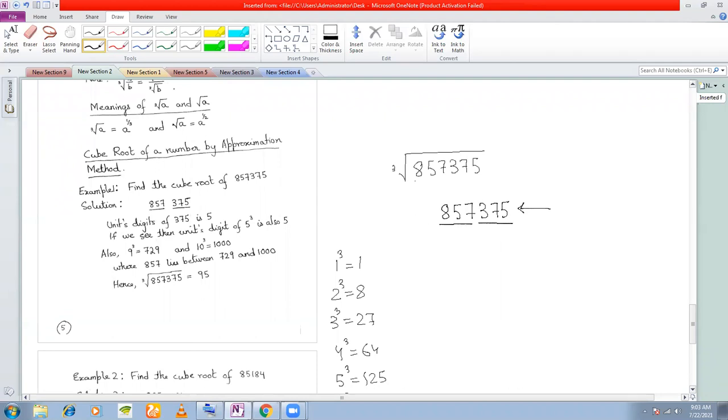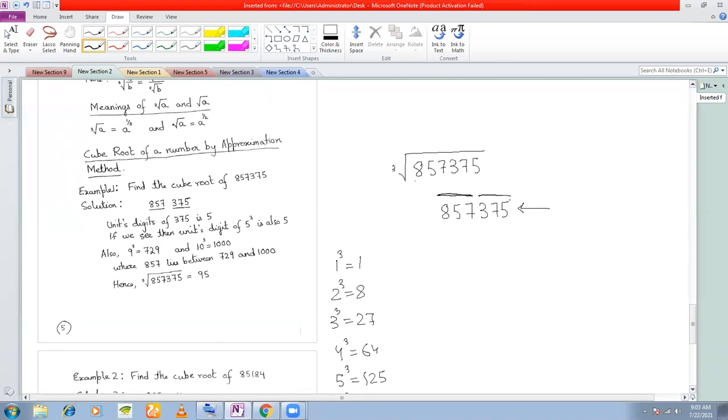Is this okay? Or let me do it this way, because in square roots we were putting the bar above. So let's put it this way. Group the numbers in threes. In square roots, what were you doing? You're grouping the numbers in twos, right? Here we group the numbers in threes.